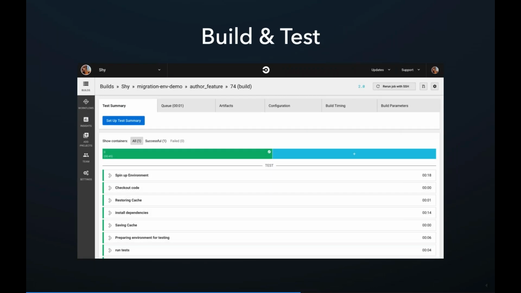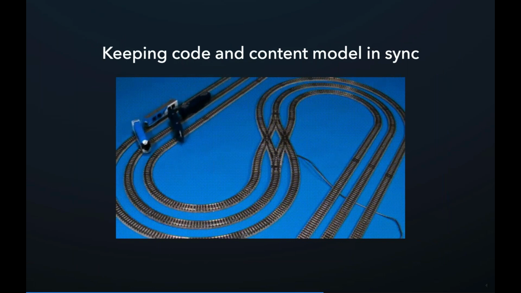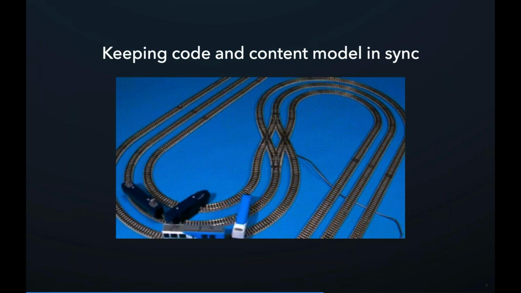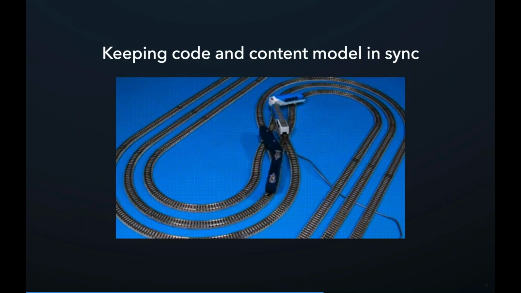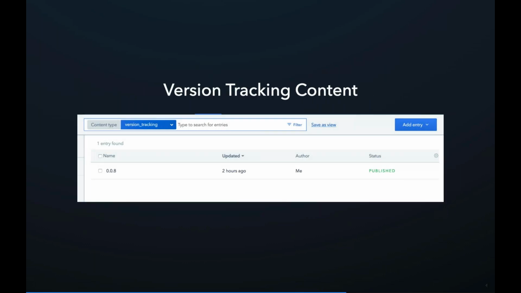So with Circle CI, what I've done is I've added a few steps. Using their default config file, I've added a step that prepares the environments. It's near the bottom there. And then as part of the deployment, I also have a step that updates the master environment. So in terms of keeping the code and the content model in sync, there's a few things that you have to do. One of them is including your migrations in your repository with your code, but also so the code knows what migrations it needs to run, I've had to add one additional content type, and that's a version. So with the version, in the example that we're going to walk through, I'm using just standard integers, 1, 2, 3, 4, 5, 6, 7. You could do it whatever way makes sense for your product.